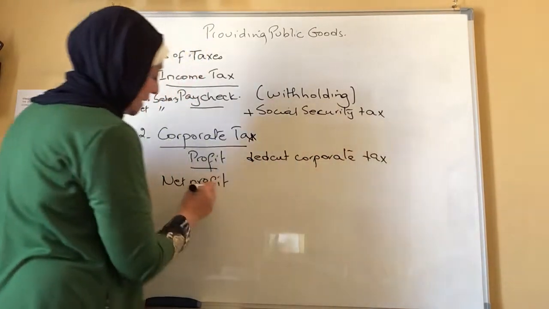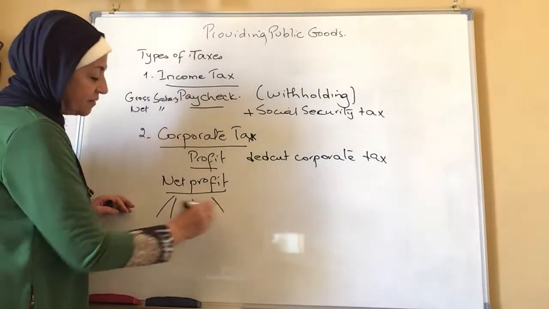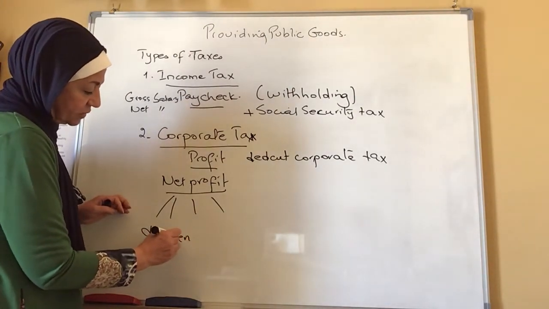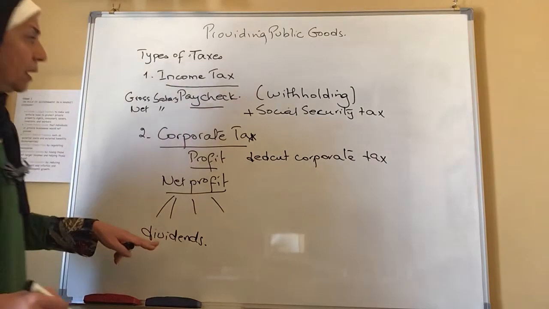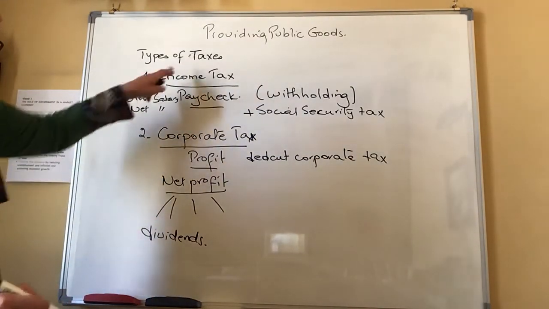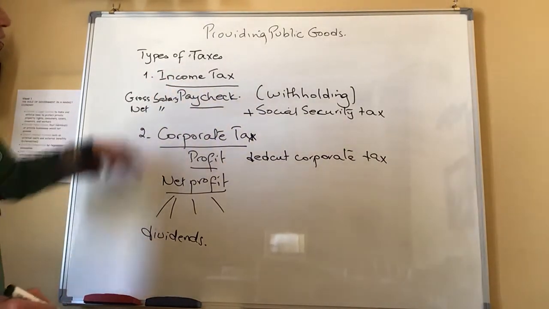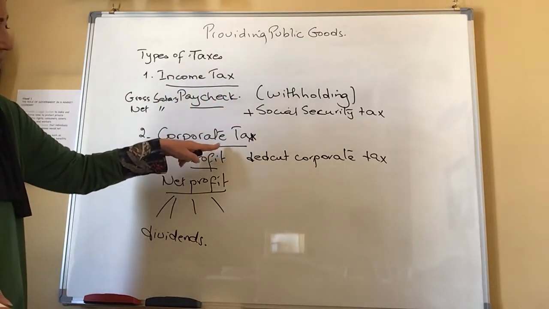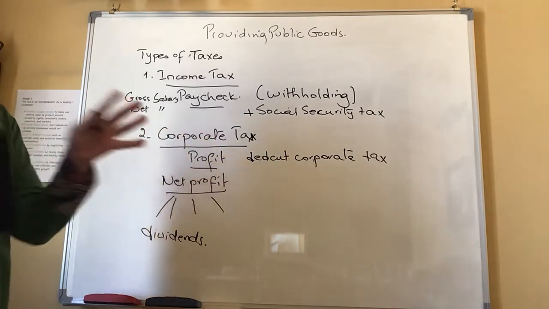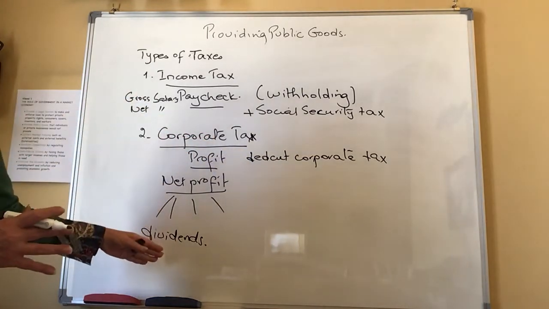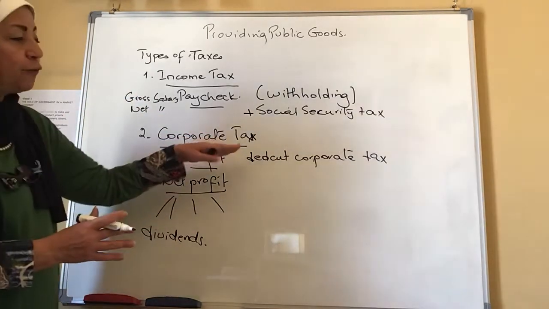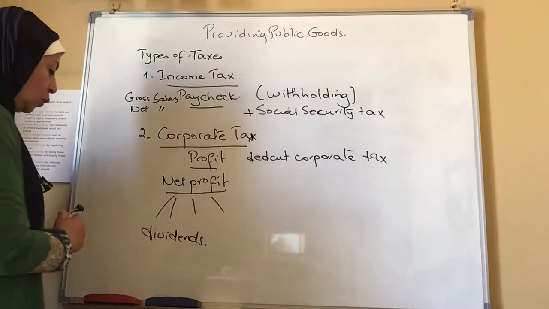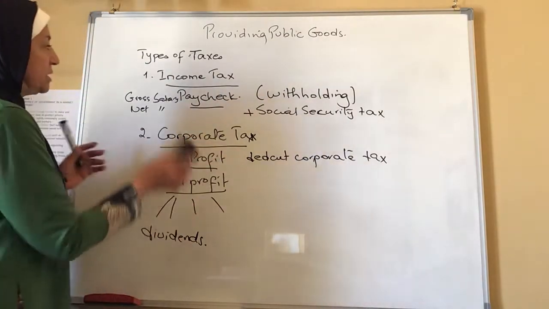the net profit is distributed as dividends to people, to shareholders. This dividend is part of the income of people, so they are taxed again. As shareholders, they are taxed because the corporation is a separate entity from the shareholders. Therefore, the corporation is taxed at first, and then the shareholders as they receive their dividends.